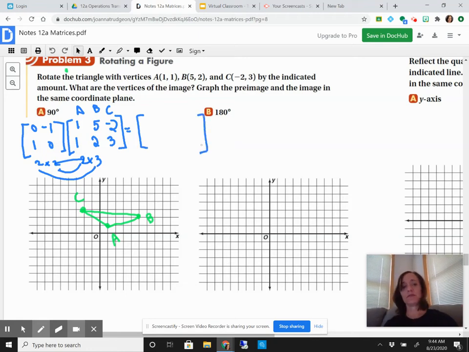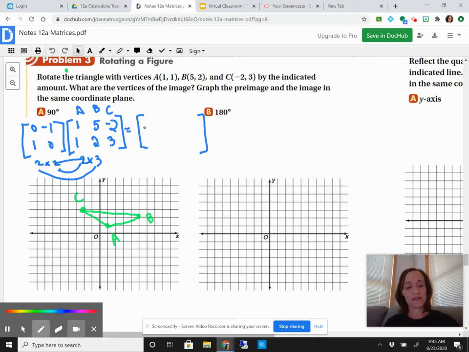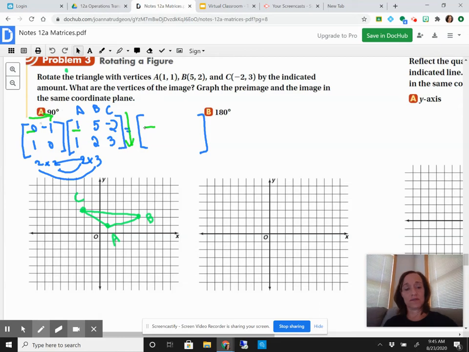Maybe as we've been doing these, you can do these without writing all the little steps. We've done this several times with multiplying. This one we're going to be going this way, these we're going to be going down. So this first element here is 0 times 1 plus negative 1 times 1, that's negative 1.